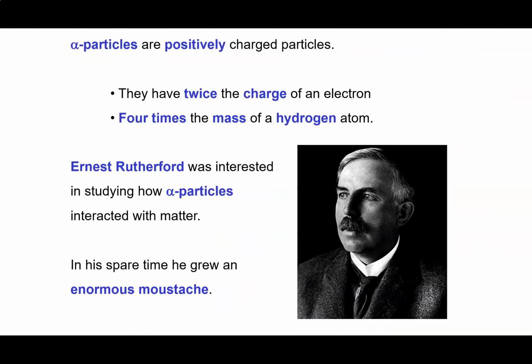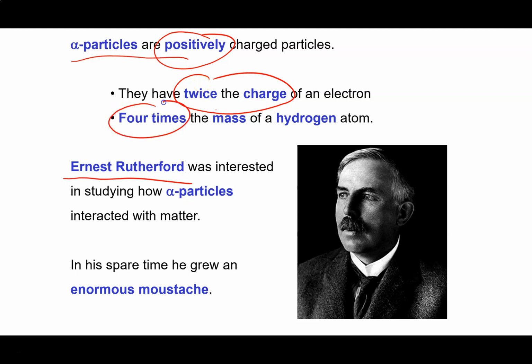Okay, so Ernest Rutherford was an interesting guy, and he knew that alpha particles were positively charged, as I mentioned, that they had twice the charge of an electron, and that they were really, really heavy, 4 times the mass of a hydrogen atom, which makes them the same mass as a helium atom. He also knew that alpha particles, when emitted by a radioactive element, were moving very, very fast, hundreds of miles per second. So he knew that these guys were heavy and moving quickly.